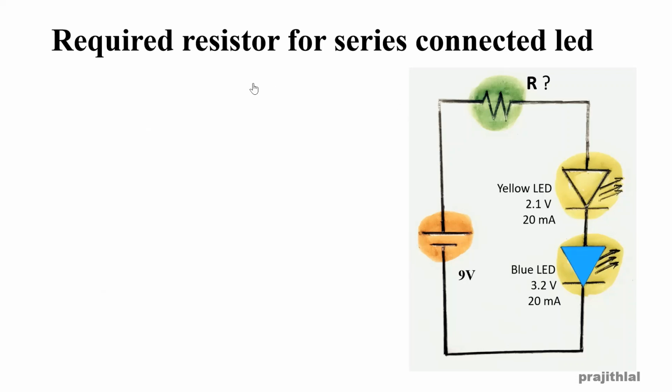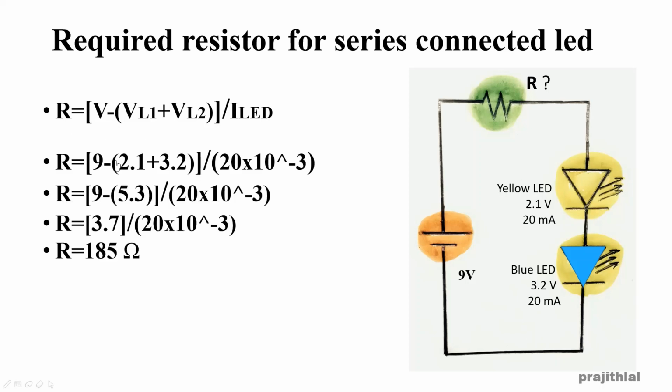Required resistor for series connected LED. Here we have a yellow LED and another blue LED. Both of them are having 20 milliampere current. But forward voltage for yellow is 2.1 volt, while that of blue LED is 3.2 volt. So here is the equation to find the resistance. Put the values in the equation, we will get 185 ohm.